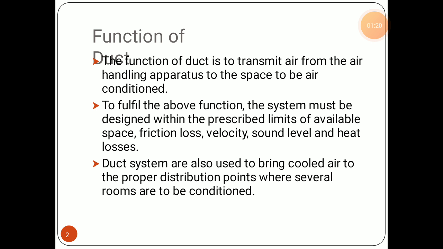Duct systems are also used to bring cooled air to the proper distribution points where several rooms are to be conditioned. This is especially applicable in hotels, theaters, auditoriums, etc. In case of hospitals and theaters, generally we prefer central air conditioning system, where air is conditioned at a particular point and that air has to be distributed to each and every room separately. For that purpose, a duct system is required, and this duct system should have proper distribution points for the several rooms to be conditioned. It is applicable in theaters also.